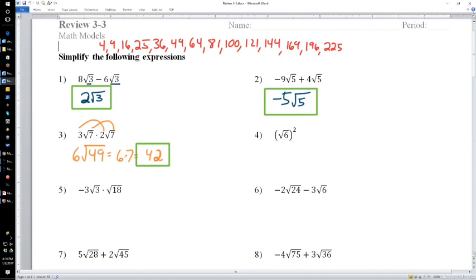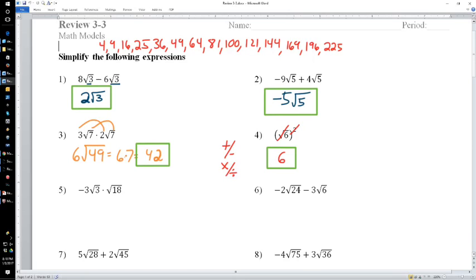Number 4. Number 4 is a bit of a trick question. It's trying to get you to understand, do you know that square roots and squares are opposites of each other? They basically cancel each other out. Like if I add 2 and I subtract 2, they've canceled each other out. Or if I multiply by 2 and divide by 2, they cancel each other out. Well, in this case, if I am square rooting and squaring, they cancel each other out. So the answer is simply 6. I guarantee you that's going to come up on the test. Alright? But you've got to understand those are opposites, so it's just 6.